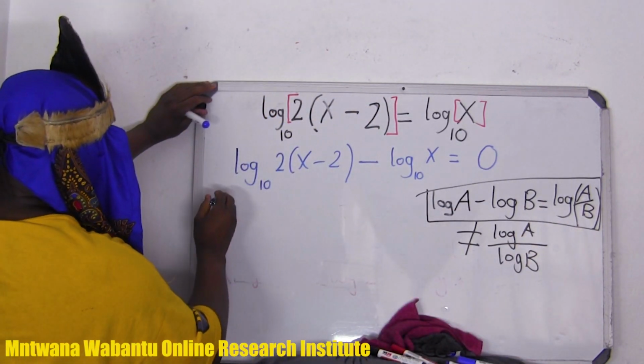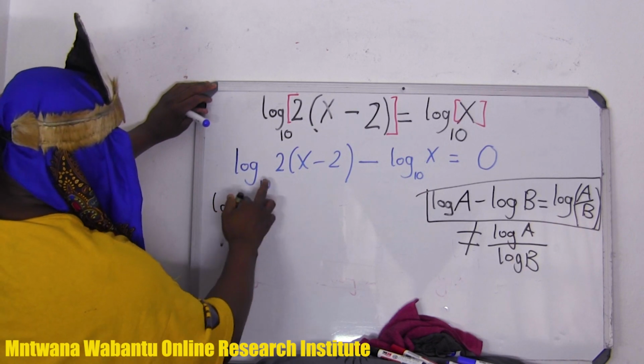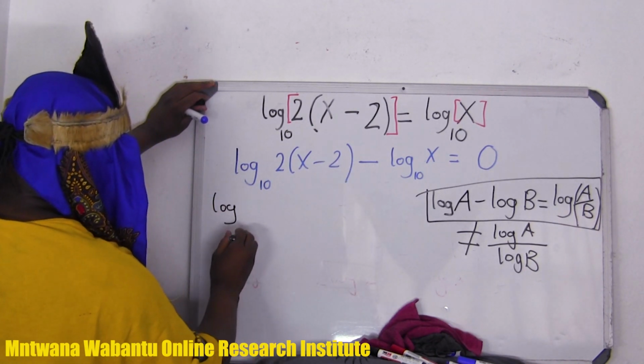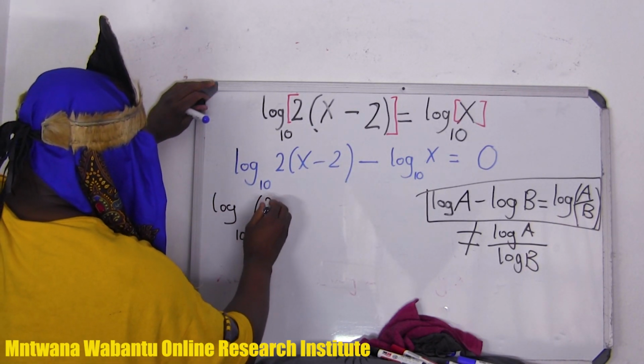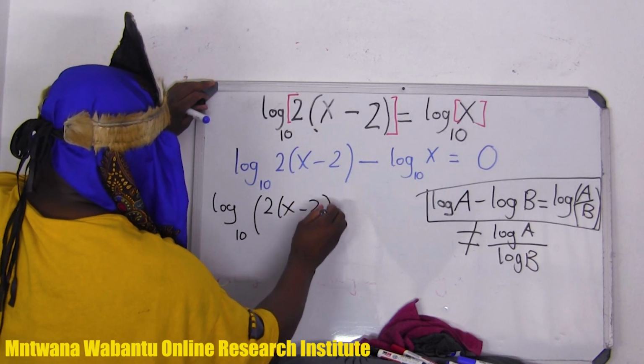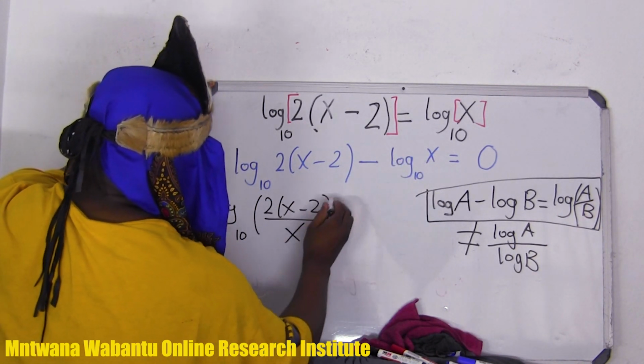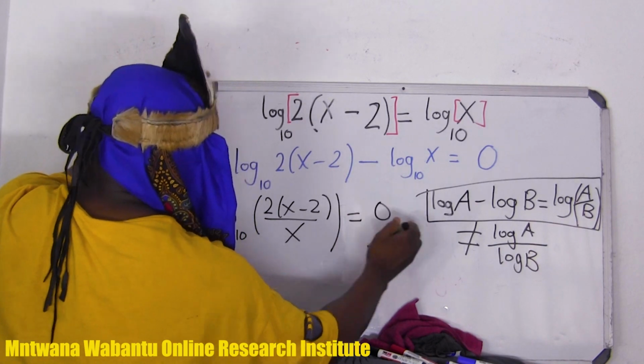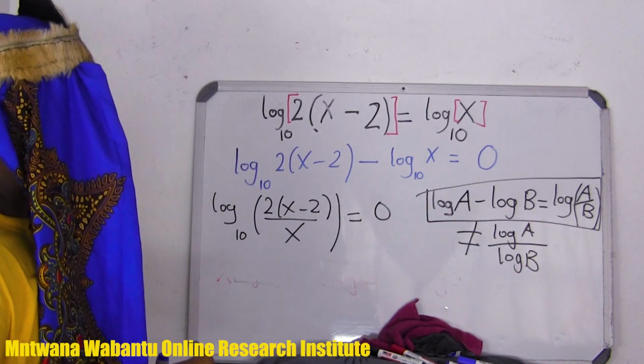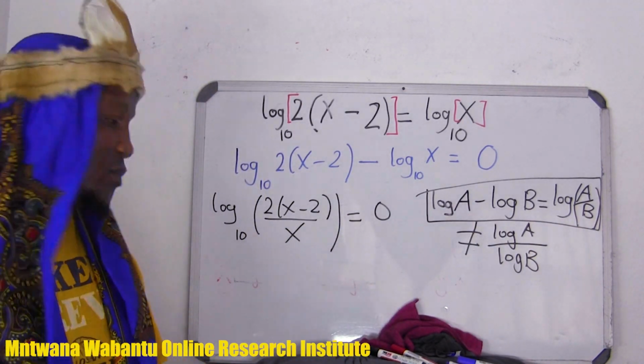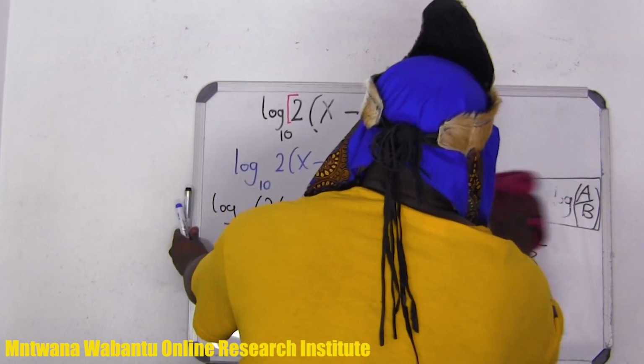So what I'm going to do here, since it's minus, I'm going to say log under base 10, and then 2 x minus 2, over x, and then equal to 0, because we use that law right there. So when I'm right here, what I'm going to do, we have a law of exponent. The law of exponent is very, very easy. Let me show you here.